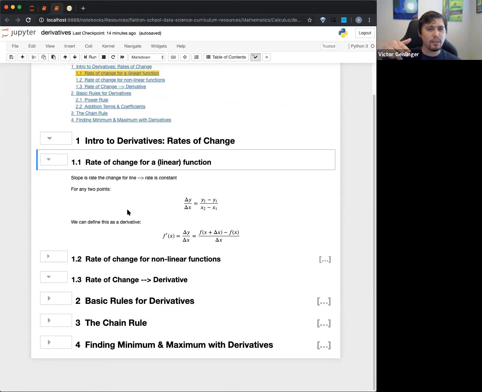Does anyone remember what the slope is of a vertical line, a straight up vertical line? Kind of a trick question. Undefined. Undefined, yeah. So another way you can almost think about it is infinite, although mathematicians will start cringing if you say infinite for undefined. Really, it means it's not defined.